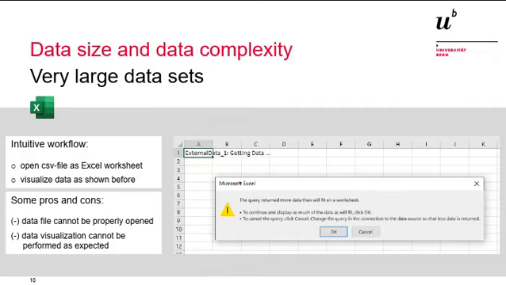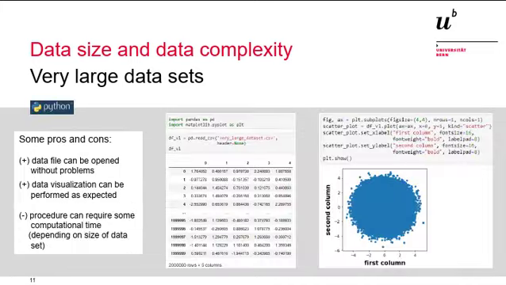So there are actually no pros, it's just cons. So the data file cannot be properly opened and the data visualization cannot be performed as expected. Whereas with Python, there is absolutely no problem in opening this data set as long as it fits in memory, and the data visualization can be performed as expected. The only pitfall or the only thing that you need to take into consideration is that the procedure can require some computational time in case the data size is very large. But here you can see it's very simple to make a scatter plot out of this data set. All right, so in this situation, one would, of course, use something else than Excel.